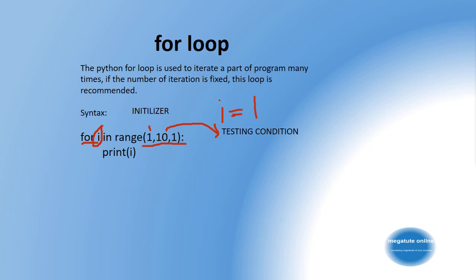And the third part of a loop is the update. So here the update is the third parameter of this bracket, which is 1. That means the value of i will start from 1, keep increasing by 1, and this way it will go till one value less than the upper limit. So it will go from 1 to 9. So this statement, for i in range 1, 10, 1, print i, is going to print the value of i 9 times, 1 till 9. All right.